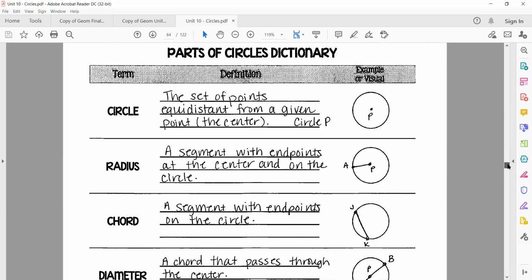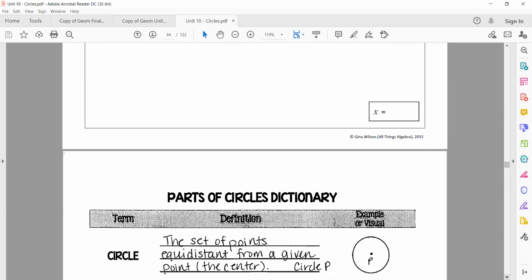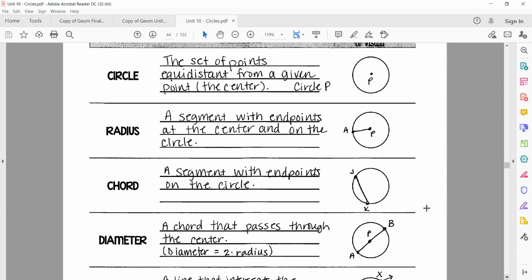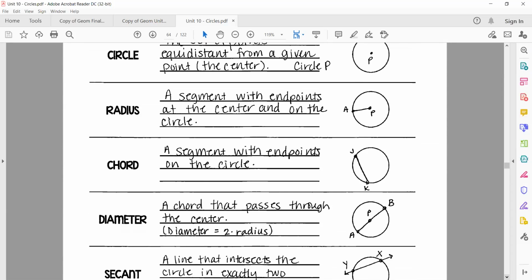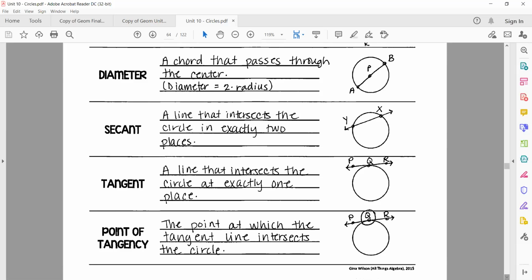A chord, don't worry about a chord. It's just a segment with any two endpoints somewhere on the circle. Secant and tangent, we won't see that very much. Hopefully it's not too confusing with what we just did with right triangles, because those words are also used sometimes. Obviously tangent is used with right triangles, but tangent has a different meaning when we're talking about circles.